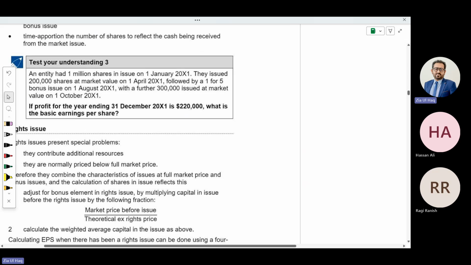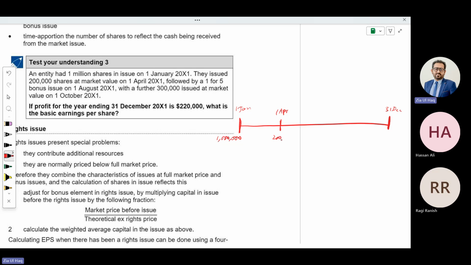Now what happened according to this scenario? This is our year. Here is 1st January, here is 31st December. At 1st January, the company had 1 million shares. On 1st April, the company issued 200,000 shares, a market or cash share issue. On 1st August, the company issued a bonus, one for five. How should we calculate this bonus issue?